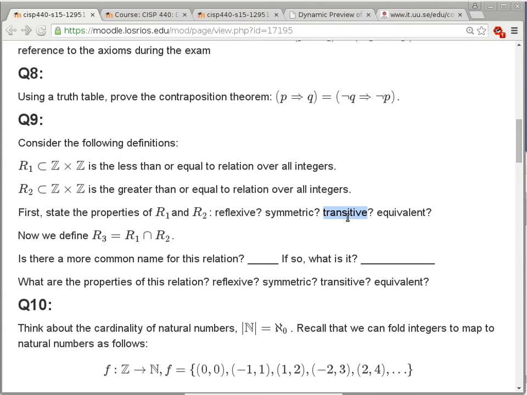So in both cases, in both R1 and R2, they are both reflexive, and they're also both transitive, but neither is symmetric, which also means neither is equivalent. Are we doing okay so far? Okay.